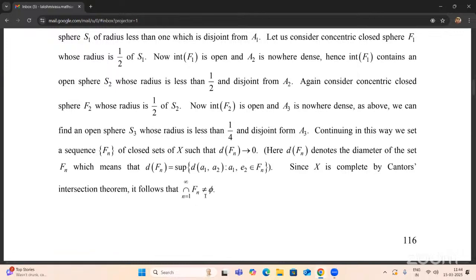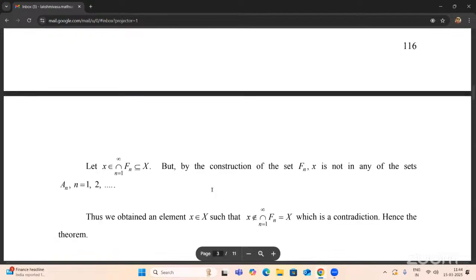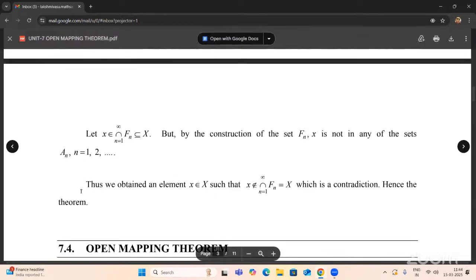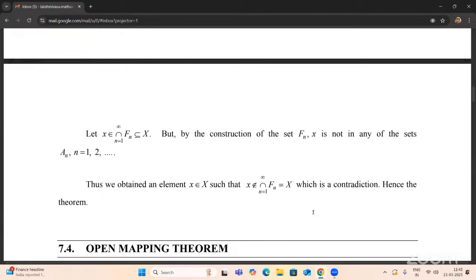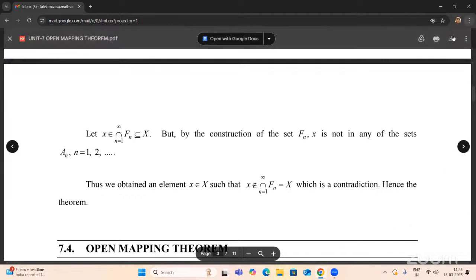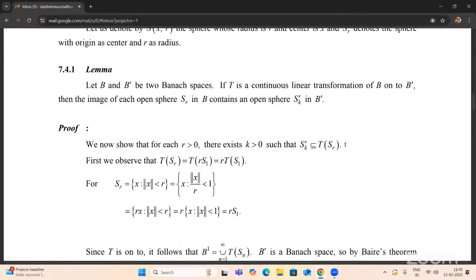By the Cantor intersection theorem, the arbitrary intersection of Fn, being concentric closed spheres, is non-empty. So it follows that at least one element exists: small x is contained in X. By the construction of the Fn values, x is not in any of the sets An. So finally, x is not in the arbitrary intersection of the part, and that equals capital X. That is the contradiction of the theorem. Okay, that's enough. What is the open mapping theorem?